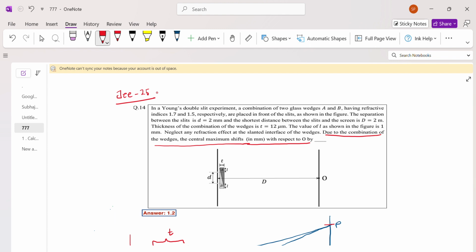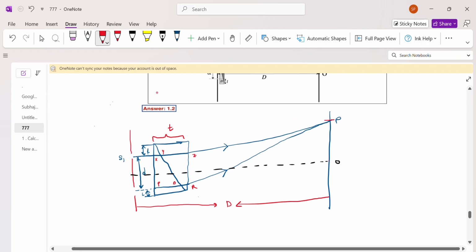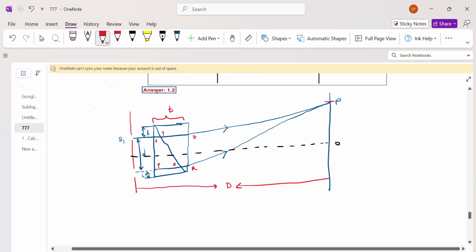One more thing: the refractive indices of B and A are given. mu B is 1.7 and mu A is 1.5. Some other parameters are also given, this T is given, this L is given, and so on. So let's discuss that. First we will do a little geometry to find out a few things.